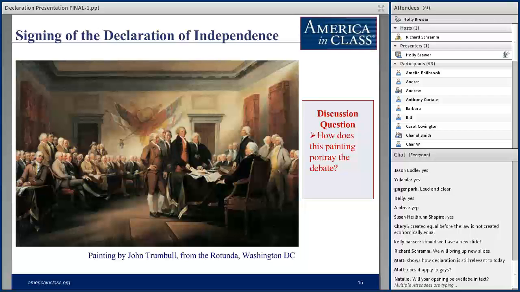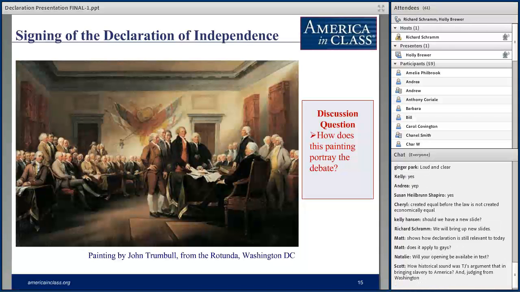So we're going to begin with the painting in the rotunda of the Capitol of the signing of the Declaration, which was painted much later by John Trumbull, who wasn't actually there. And so our first question is, how does this painting portray the debate? Does it look like there is much of a debate? Does it look like everyone just basically accepted the document? Okay, well, let's do some visual analysis here. How does this painting portray the debate around the Declaration of Independence?